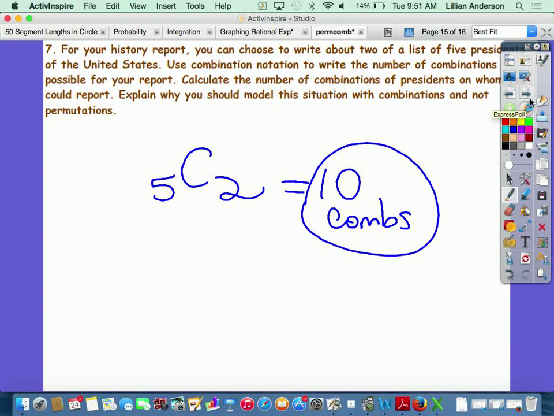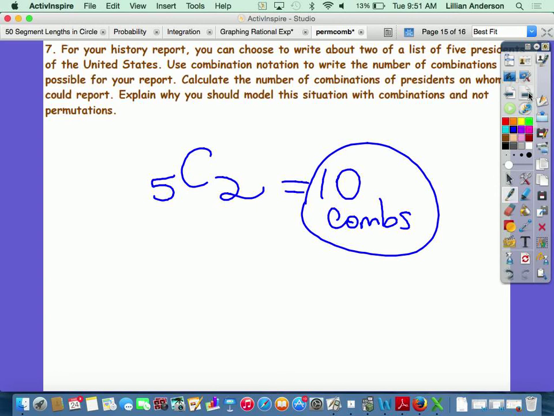So what if you choose the first, second, and third of the 5 presidents, like it says you have to write about the first, second, and third? That would be permutation? No, that still would be combinations. I'm trying to think of how it could be worded so that you would have to do permutations. No matter what the wording is, you still have your option to choose any order.